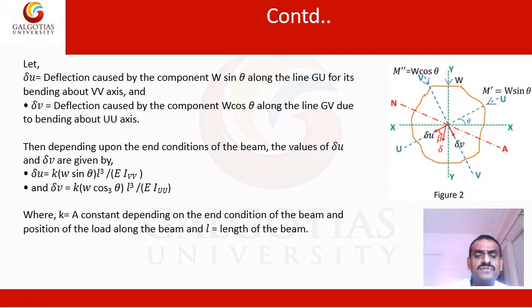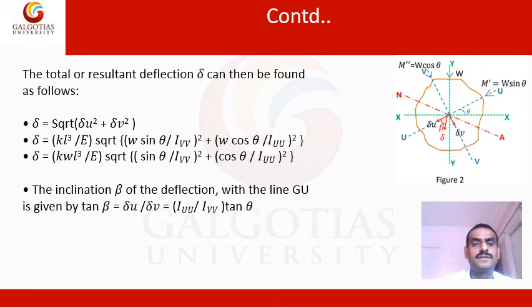So with these values, we can get the deflection components del U and del V, which can be calculated by using the given formula. The total or resultant deflection del can be found out as follows. Del equal to square root of del U square plus del V square. We already found the values for del U and del V, which are the components of deflection del.